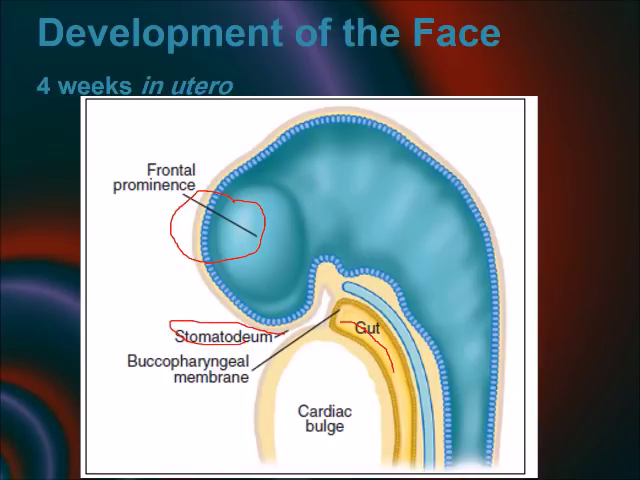At the age of 4 weeks, the primitive mouth or stomodium is separated from the developing pharynx by a bilaminar membrane. We call it the buccopharyngeal membrane or the oropharyngeal membrane. This membrane will rupture at the end of the 4th week, and there will be a communication between the developing oral cavity and the developing pharynx. This is a bilaminar membrane, ectoderm and endoderm from the inside, and it will rupture at the end of the 4th week.